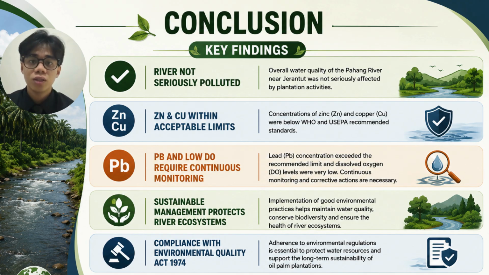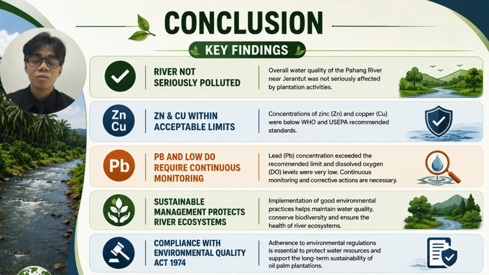In conclusion, this case study showed that the river near the Jerantut oil palm plantation is not seriously polluted overall. The concentrations of zinc and copper were still within acceptable limits, indicating that the current pollution level remains relatively low. However, the presence of elevated lead concentration and very low dissolved oxygen highlights that continuous monitoring is still essential.